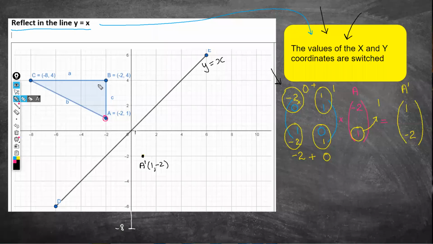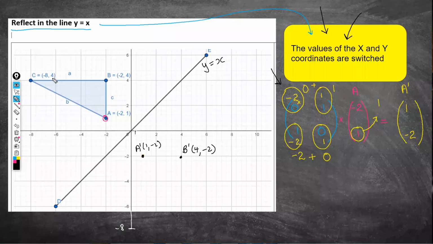Without any major calculations, B, if it gets reflected in this line, right now it's (-2, 4). So all we have to do is switch the x and y values. So we'll get (4, -2). So this is B prime here. Let's write this in a better position for you all. A prime would have been (1, -2).